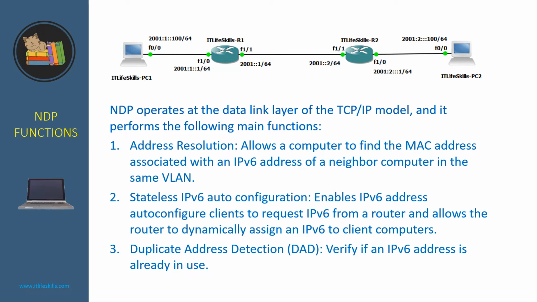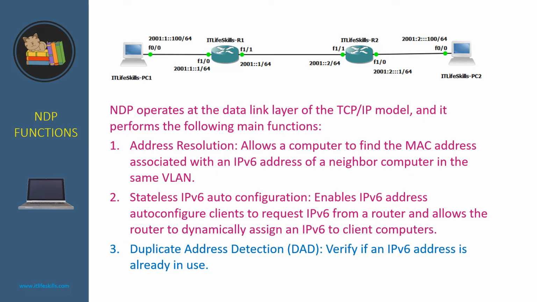As you may know, NDP operates at the data link layer of the TCP/IP model, and it performs the following main functions. The first function is address resolution. This function allows a computer to find the MAC address associated with an IPv6 address of a neighbor computer in the same VLAN. The second function is stateless IPv6 auto-configuration.